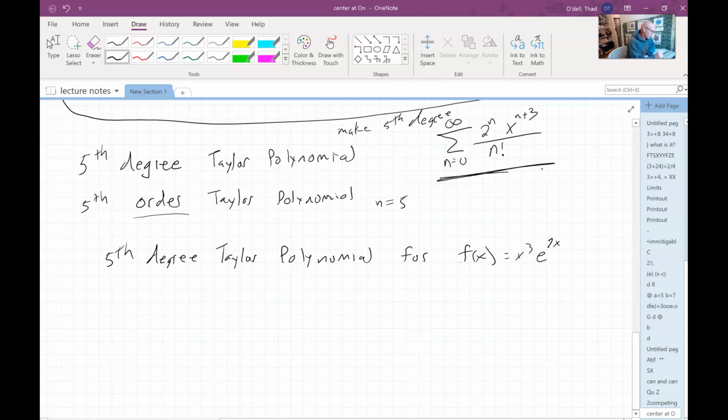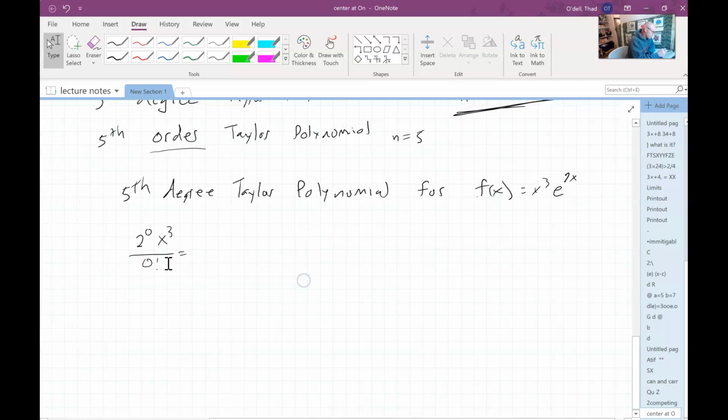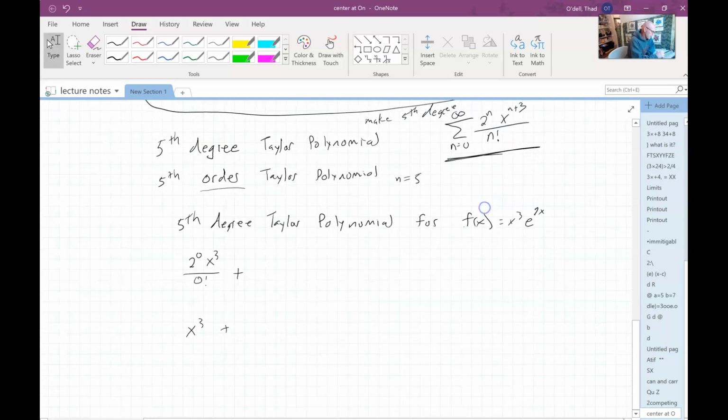So if it's a fifth degree Taylor polynomial, we're just going to start plugging in numbers for n until we get a fifth degree. So when I plug in 0 for n, I get 2 to the 0 times x to the third over 0 factorial. And that, of course, would just be x to the third plus, because it's a summation, we're just adding each term, right? I plug in 1 for n, and I get 2 to the first times x to the fourth over 2 factorial, which that would just be x to the fourth, wouldn't it? Because the 2's cancel out.